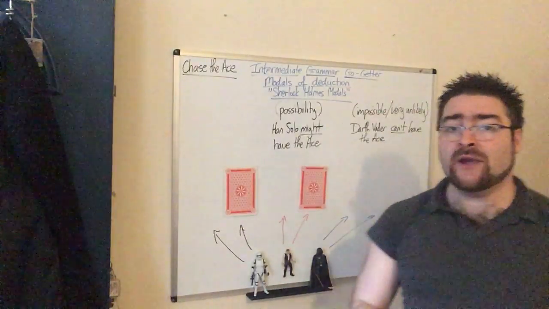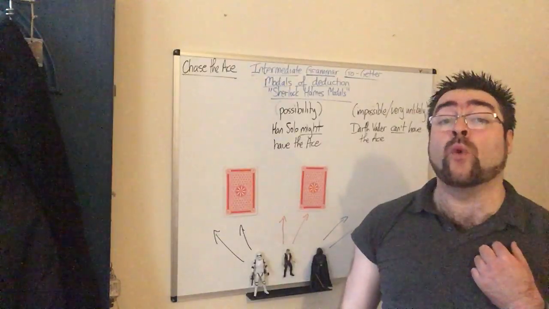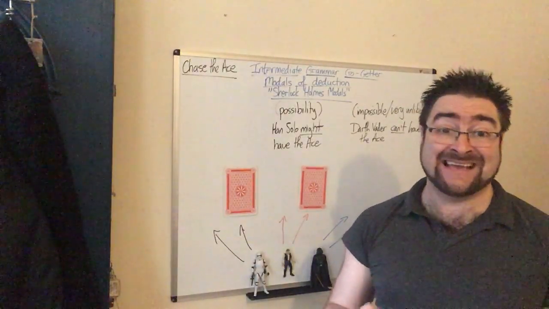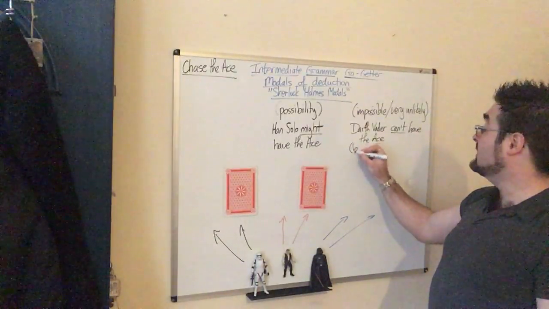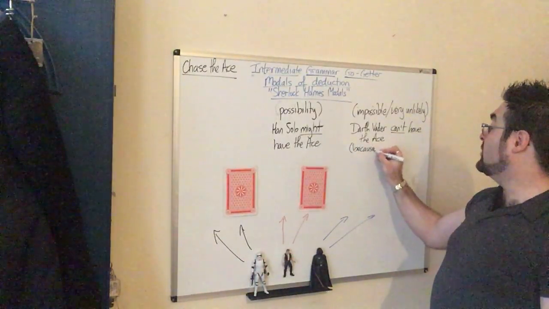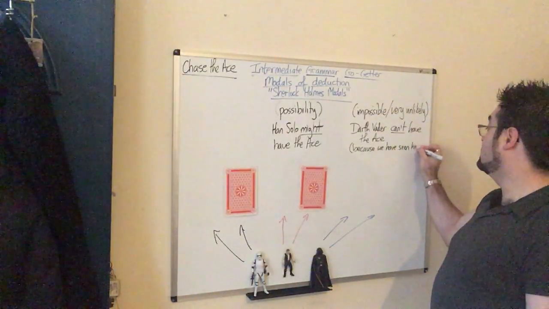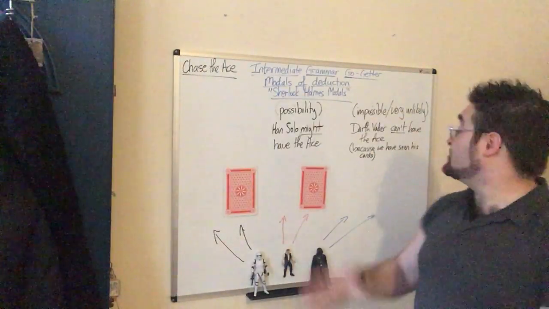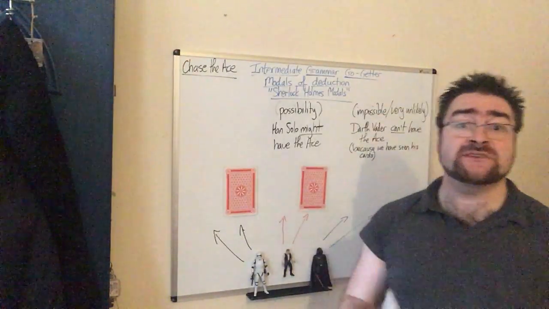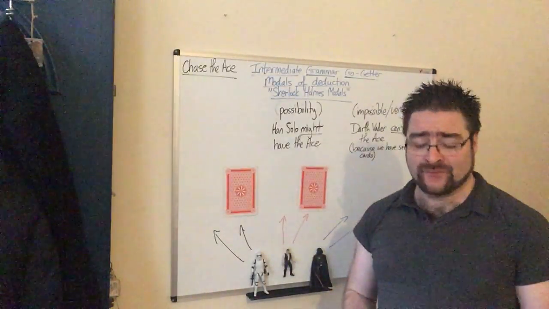Now, the important thing about using modals of deduction is that you usually need to say why you are making that guess. So, Darth Vader can't have the ace because we have seen his cards. If you just say Darth Vader can't have the ace, sometimes people will say why. So it's better just to add that because.